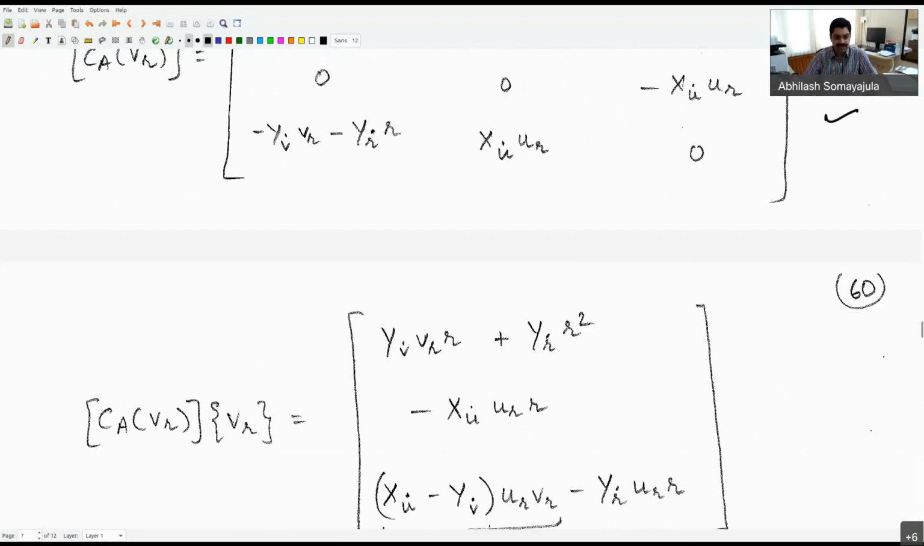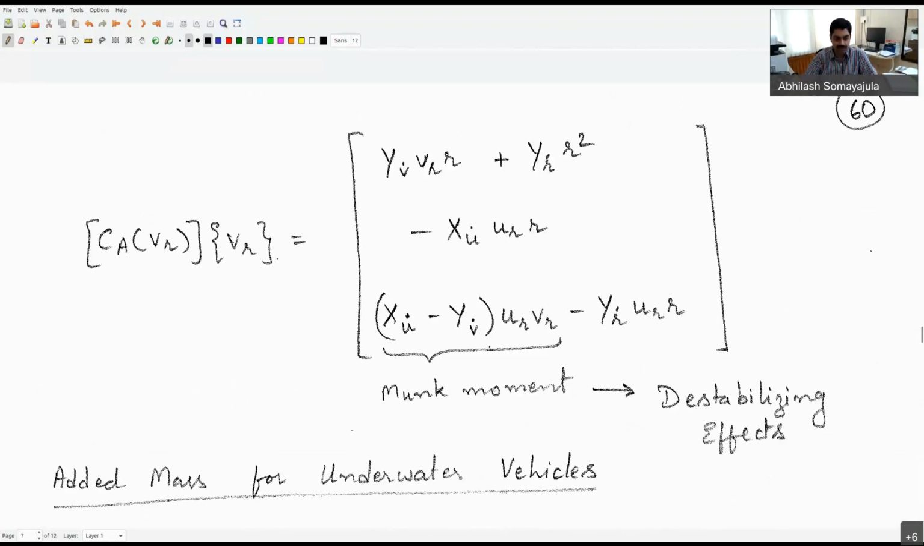We also tried to derive the generalized force due to this Coriolis vector, where we multiply this matrix with the velocity vector and look at what comes out. We identified a term here which comes out as (m_x_u_dot minus y_v_dot) times u_r times v_r. This portion of the term, which contributes to a yaw moment due to the hydrodynamic added masses in the surge and the sway, is known as what is called a Munk moment.